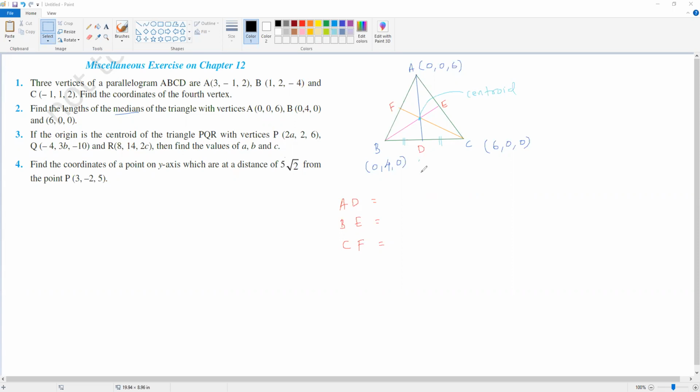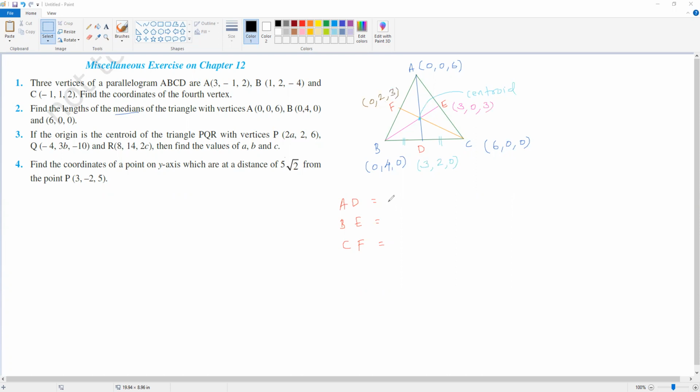Now we can find the coordinates of D. D is the midpoint of BC. It is 0 plus 6, that is 6 divided by 2, 3. 4 plus 0, 4 divided by 2, 2. 0 plus 0, that is 0. Similarly, you can find the midpoint E: 0 plus 6 divided by 2, that is 3; 0 plus 0 divided by 2; 6 plus 0 divided by 2. And one more, F: 0 plus 0 divided by 2, that is 0; 4 plus 0 divided by 2; and 0 plus 6 divided by 2.